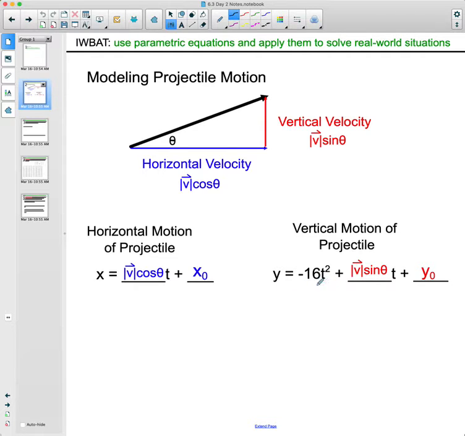And then your y, or your vertical movement of that object, is going to be negative 16t squared plus the initial velocity times sine of the angle times t. Again, t will be your variable, so this is going to be a decimal. And remember, y value goes with sine, x value goes with cosine, okay? So in this one, you're doing the velocity times sine of the angle times t plus the initial vertical position, okay? So y naught is your initial vertical position.